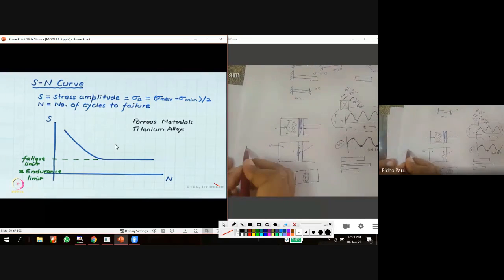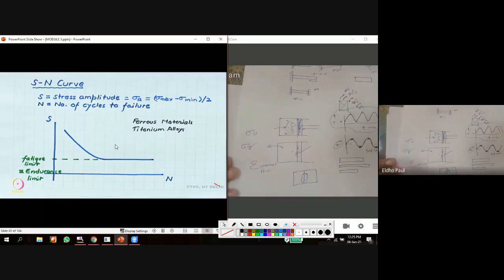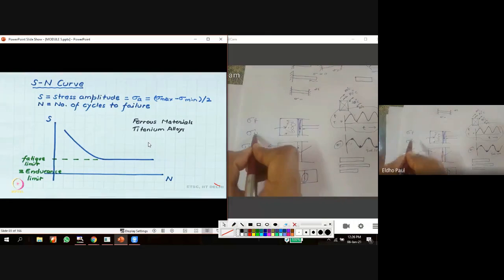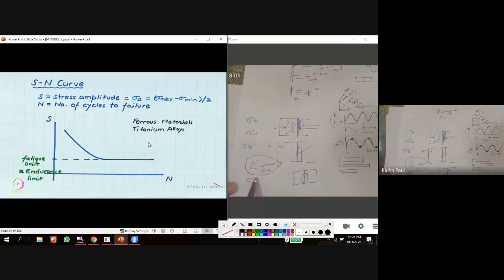Not based on the yield stress, not based on the ultimate stress, not based on the failure stress. The design should be based on the endurance limit. Of course, this endurance stress will be less than yield stress and ultimate stress. But if you design the components based on the endurance limit, we get complete prevention, or we can avoid completely this type of fatigue failure.